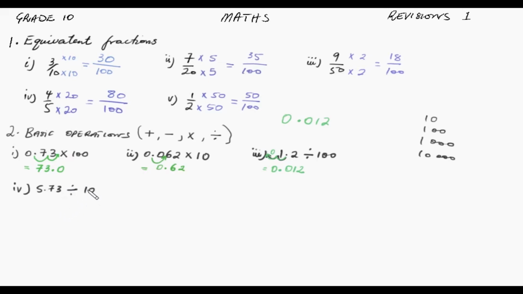So you divide by 10, that means the point is going to move 1 step. Because you divide, it will move to the left. So the decimal point will move from here 1 step to the left. Why 1 step? Because there is 1 zero. Why to the left? Because you divide. So you are going to have 0.573. To make it smart, add 0 here so that it's 0.573. That would be the answer there.